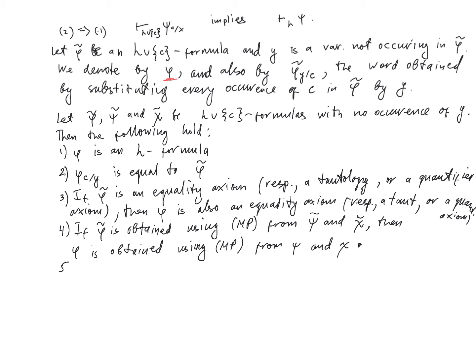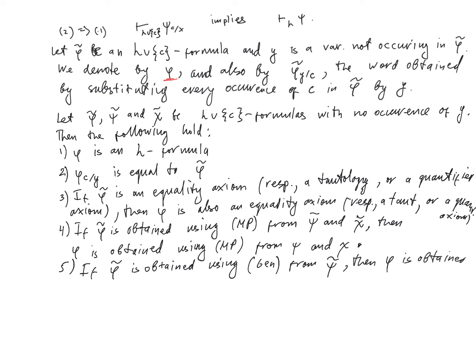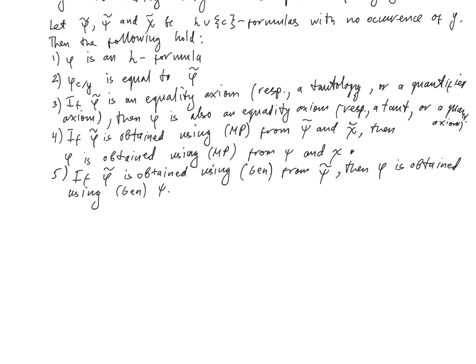And finally we have 5. If the formula phi tilde is obtained using the generalization rule from the formula psi tilde, then the formula phi associated to it is obtained using the generalization rule from the formula psi associated to the formula psi tilde. Let us provide proofs for some of these claims.